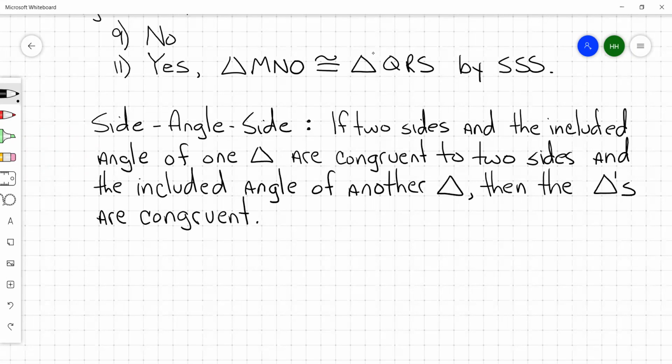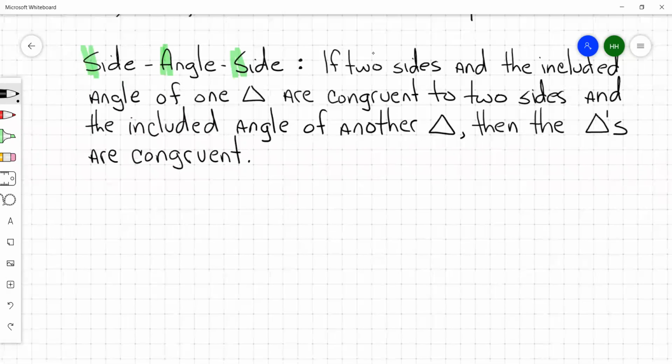Side angle side. If the side, included angle, and side, see it? Side, included angle, and side of one triangle are congruent to the side, included angle, and side of another triangle, then the triangles are congruent. Now, here's what that would look like.